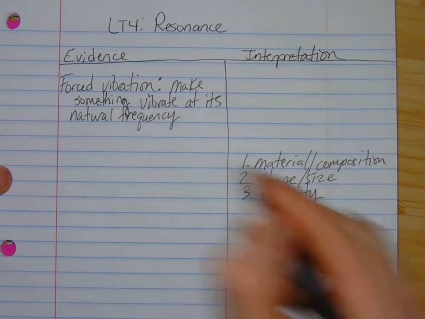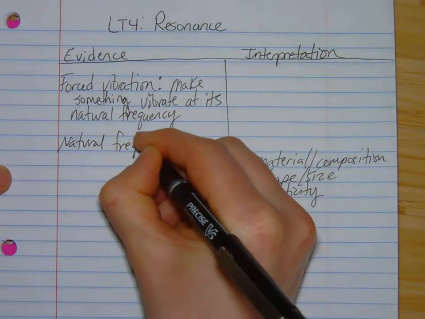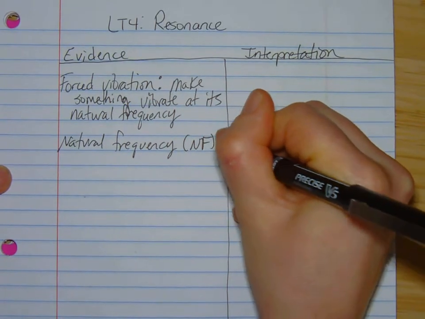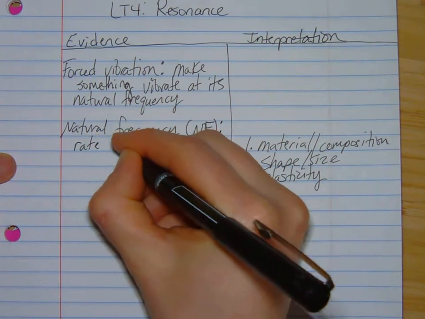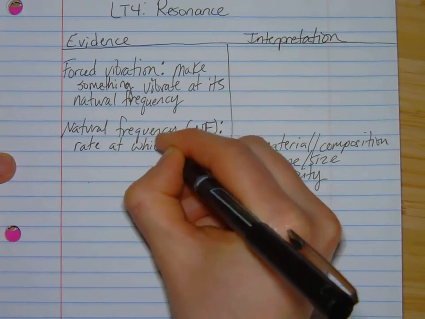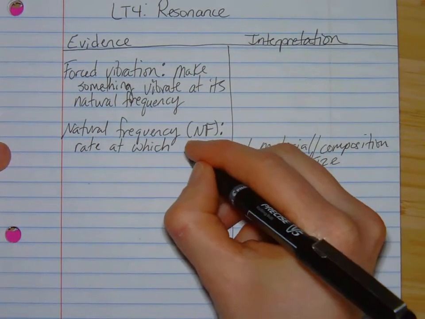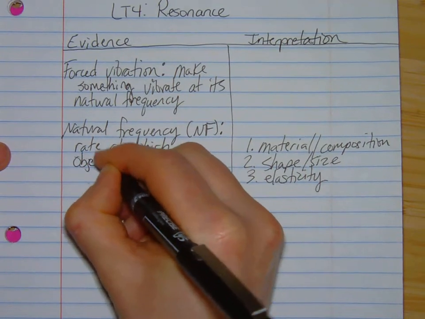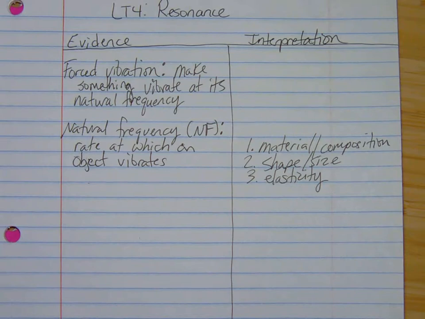So, natural frequency defined. Natural frequency, and we're going to abbreviate it NF so we don't have to write it out a lot. It is the rate at which, so we can't say frequency, that would be cheating here, the rate at which an object vibrates. All right, the rate at which an object vibrates.